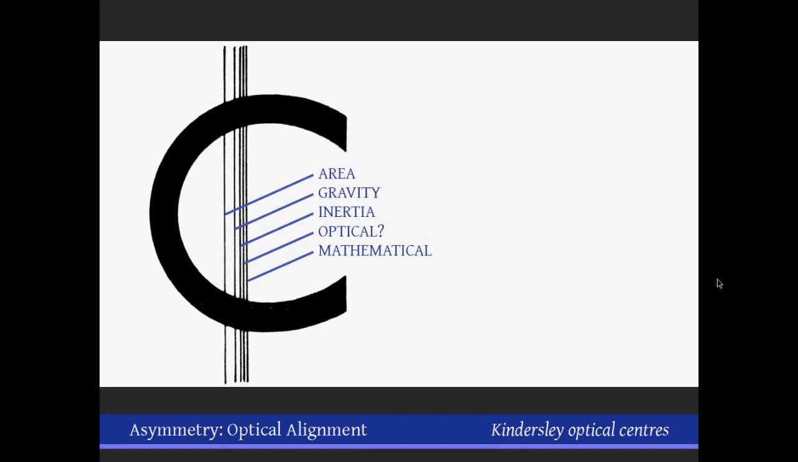Imagine this letter, this capital C here, balanced on a fulcrum. How would you place that on the tip of the fulcrum so that it didn't lean over in either direction? Well, you could base that on the area, the amount of black within the C. You could base it on the mathematical middle of the letter from the sides.